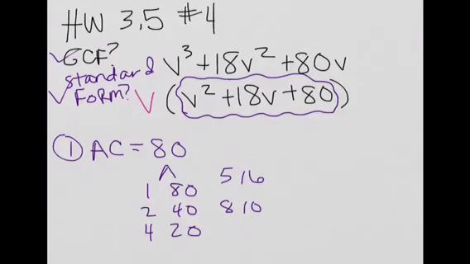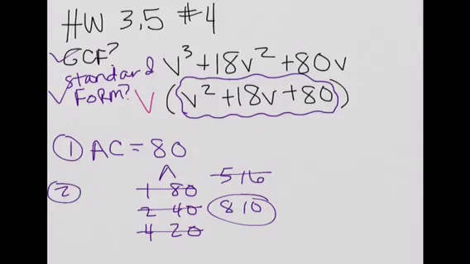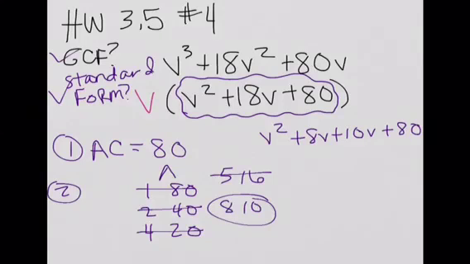They have to add up to be 18. So the question is, I need which ones add up to be 18 for step number 2. So that one doesn't work, that one doesn't work, that one doesn't work, that doesn't work. Right here, 8 and 10. So what I'm going to do now is rewrite this with the b term blown up. So I get v squared plus 8v plus 10v plus 80. The key here is that I have not changed its value, I've just changed how it looks. So that's step number 3.